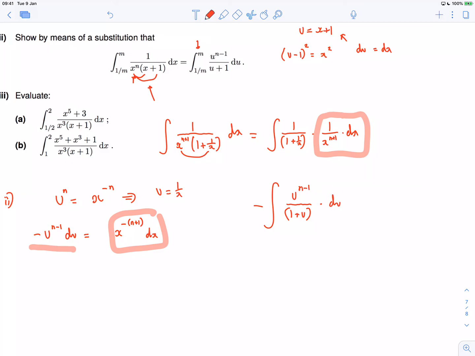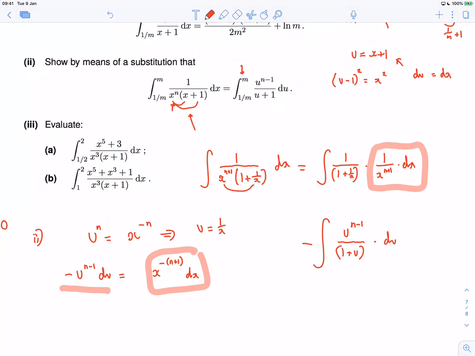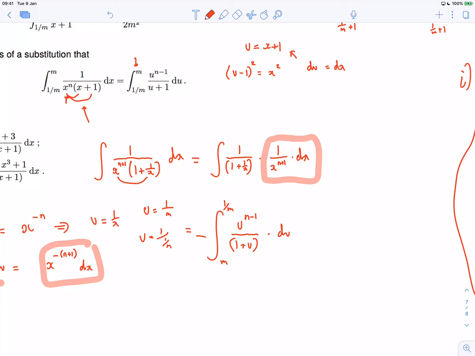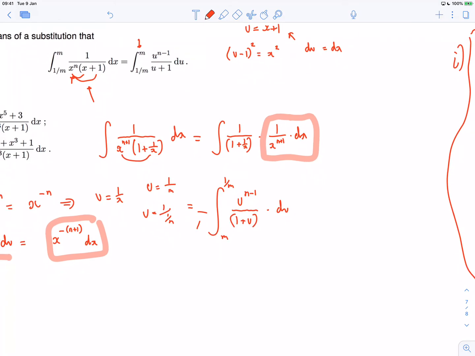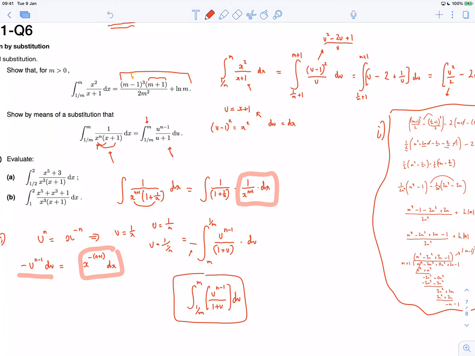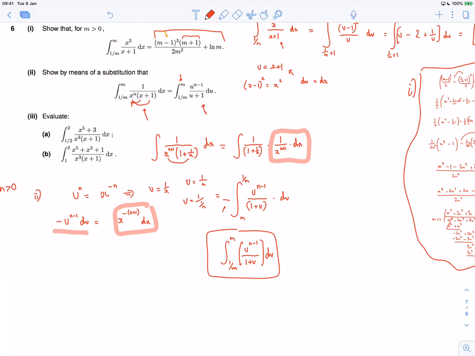And now the only thing left to do is put the limits in. So when x is m, u equals 1 over x, which is now m, so that means the top is 1 over m. And when x is 1 over m, then u is 1 over m, which is clearly just m, so m goes on the bottom. Right. And now I can use this minus sign to flip the limit, so now I have the integral between m and 1 over m of u to the n minus 1 all over 1 plus u du. And now this is exactly what we wanted to see up there in general, which is fantastic.